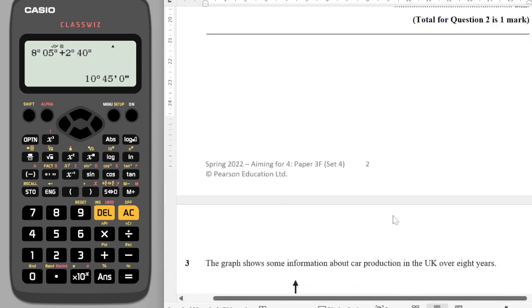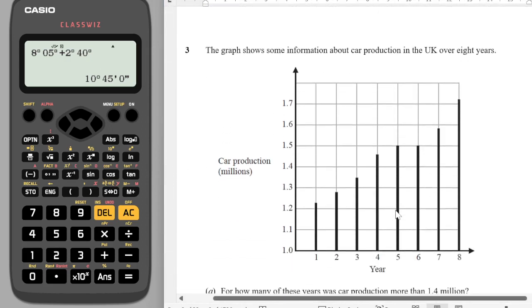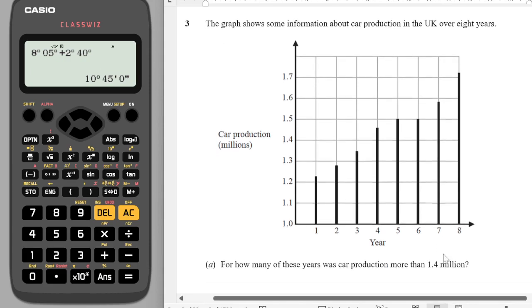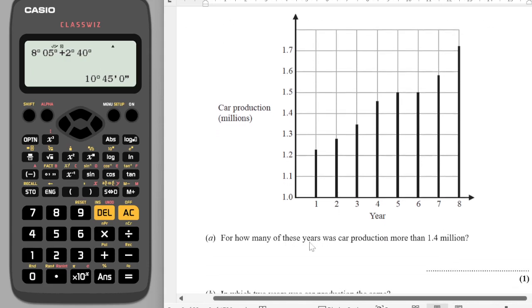Okay then, on to question 3. This graph shows information about car production in the UK over 8 years. So car production in millions and year 1 to 8. How many of these years was the production more than 1.4 million? So 1.4 million is this line here. I'll put it in as a dotted line for now. And we want the number of years that are above that. 1, 2, 3, 4, 5. So 5 years.